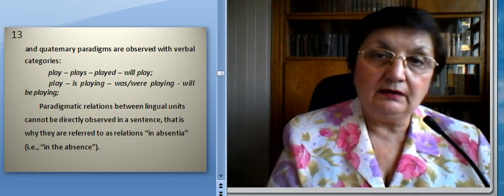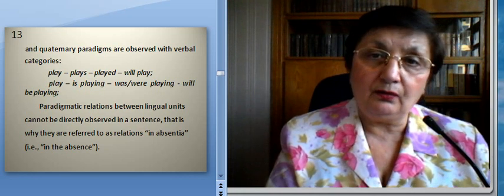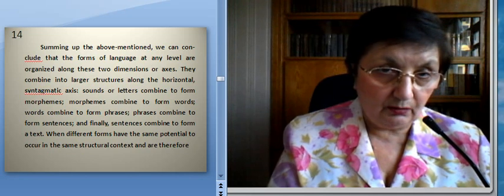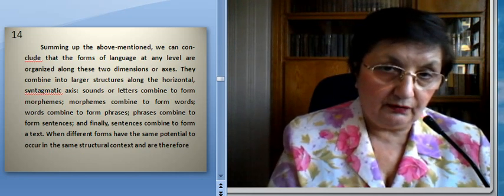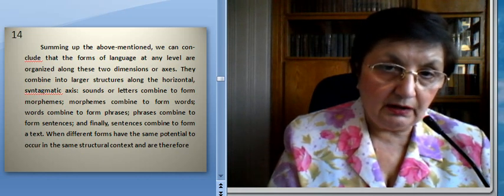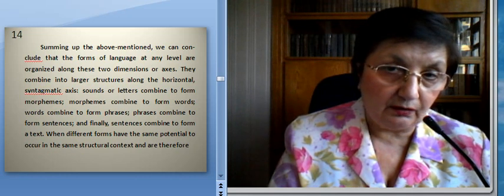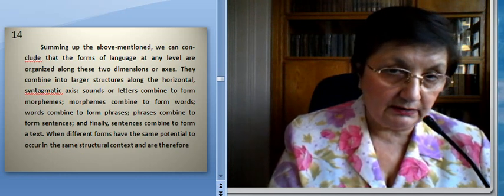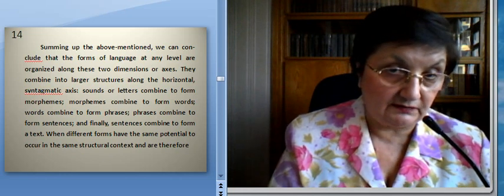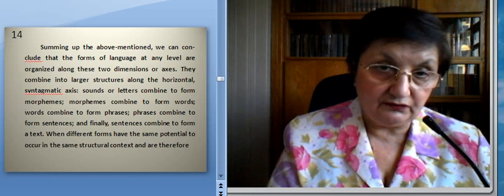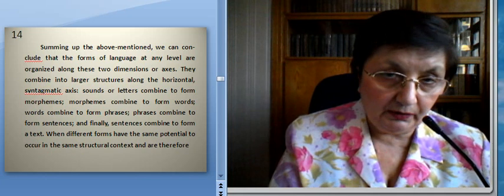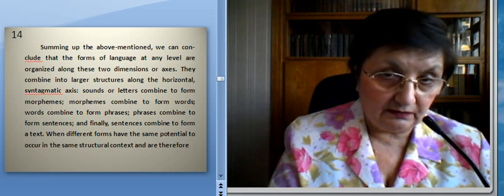Summing up the above mentioned, we can conclude that the forms of language at any level are organized along these two dimensions or axes. They combine into larger structures along the horizontal syntagmatic axis. Sounds or letters combine to form morphemes. Morphemes combine to form words. Words combine to form phrases. Phrases combine to form sentences. And finally, sentences combine to form a text.